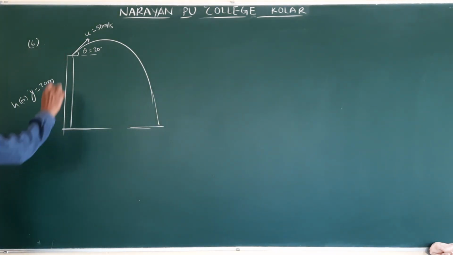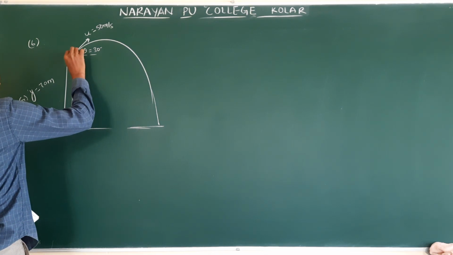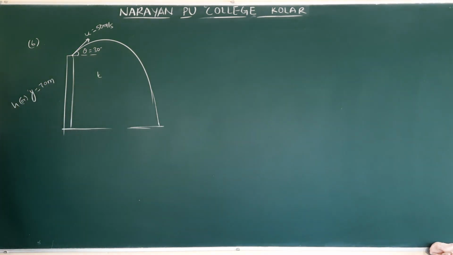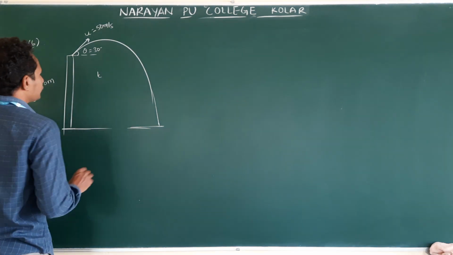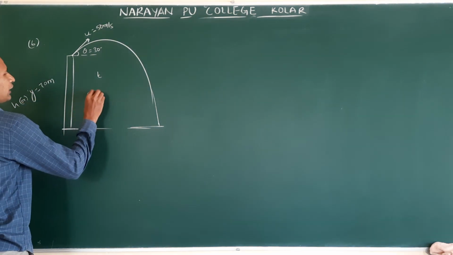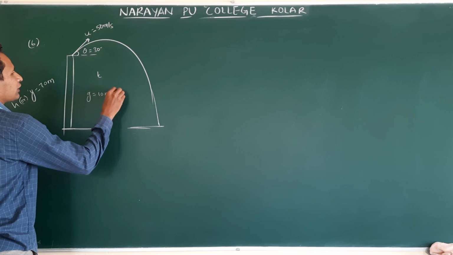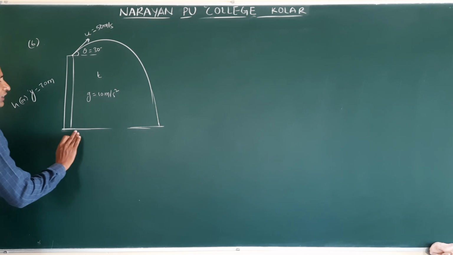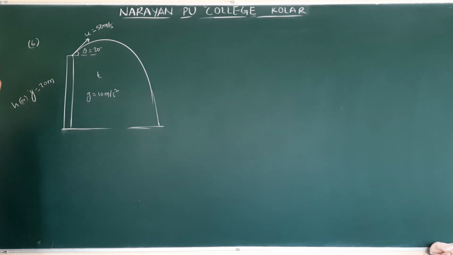Okay, from the point of projection to reach the ground, what is the time? They are asking the journey time of the stone, or the object. So G, you take 10 meter per second square. Clear? So they are asking the time relation. Which equation contains t? That you need to think first.